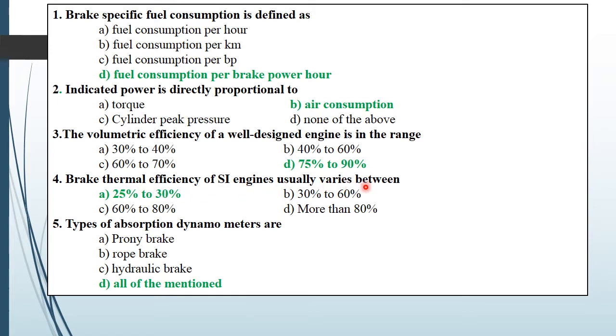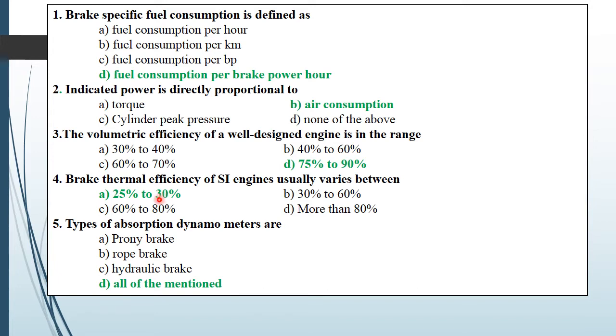Next, brake thermal efficiency of an SI engine usually varies between 25 to 30%, 30 to 60%, 60 to 80%, more than 80%. So the correct option is A, 25% to 30%. So what is thermal efficiency? Thermal efficiency of an engine is defined as the ratio of output to the chemical energy input in the form of fuel supply.